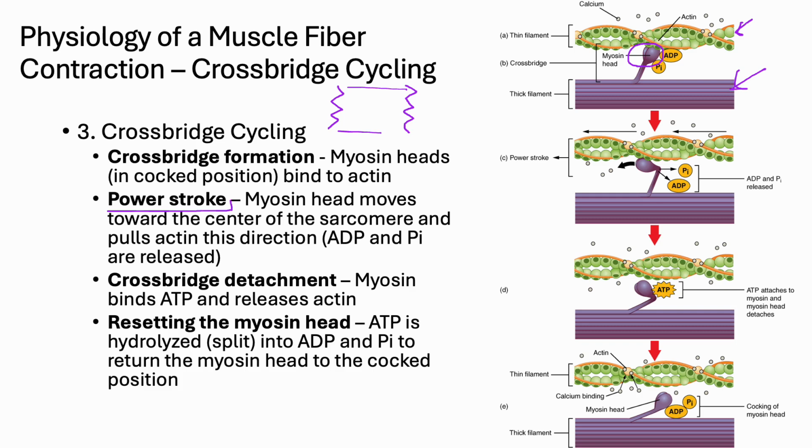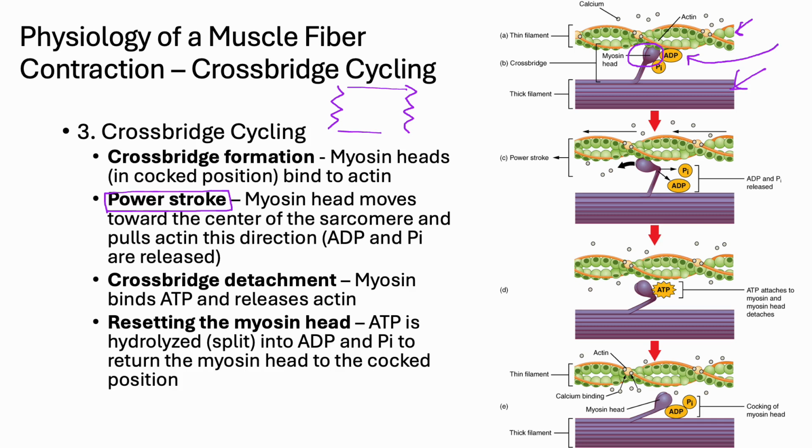In the next step, it's called the power stroke. In this step, the myosin head actually shifts toward the center of the sarcomere. And because it's attached to actin, when it shifts, it is pulling the actin filament toward the center of the sarcomere. Notice that when it first bound to actin, it has ADP, or adenosine diphosphate, and a phosphate molecule attached. ADP and the inorganic phosphate are released during this power stroke portion when it actually shifts and moves the actin.